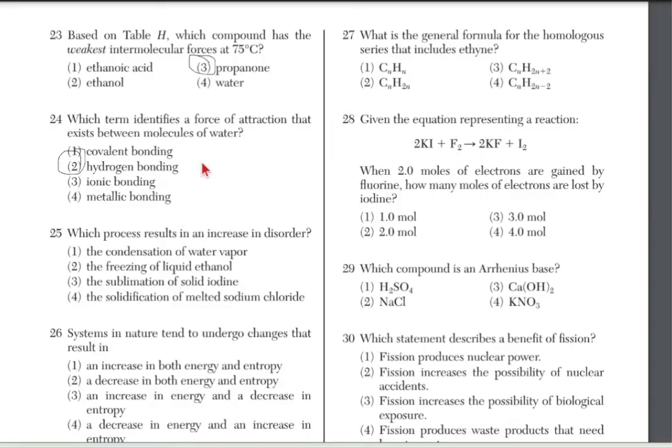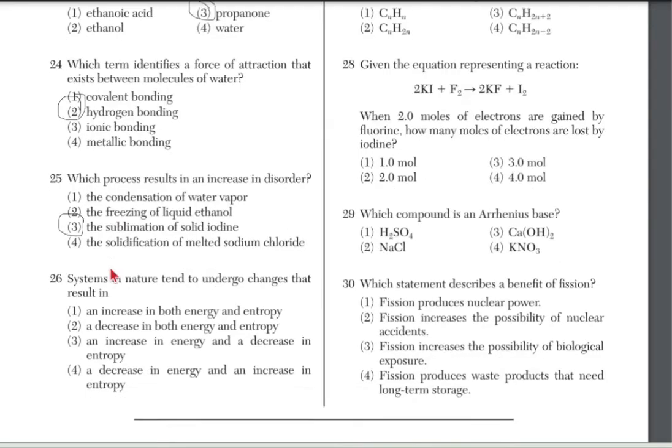Which process results in an increase in disorder? The answer is 3. The sublimation of solid iodine. Disorder means an increase in entropy. Entropy increases as you go from a solid to a liquid and then a liquid to a gas, with the gas having the greatest entropy. The particles of a gas are more spread out than those in a liquid and solid, hence greater entropy. Sublimation means going directly from a solid to a gas, so this shows the greatest increase in disorder.